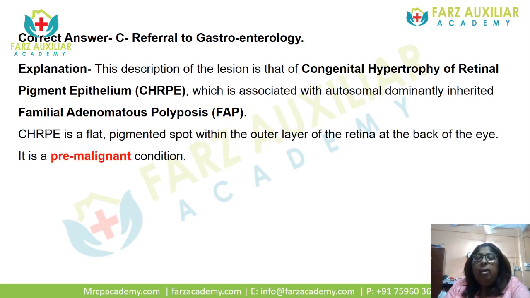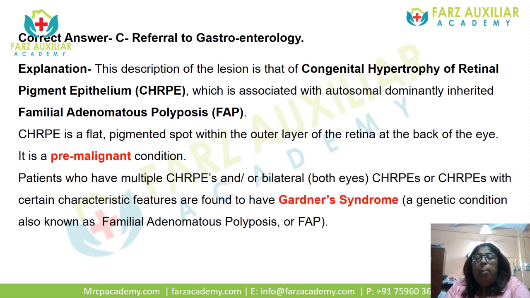Patients who have multiple CHRPs and/or bilateral involvement or CHRPs with certain characteristic features are found to have Gardner's syndrome, a genetic condition also known as FAP. Patients with this syndrome can also have colon cancer and skin tumors. A referral to gastroenterology is the best next step.